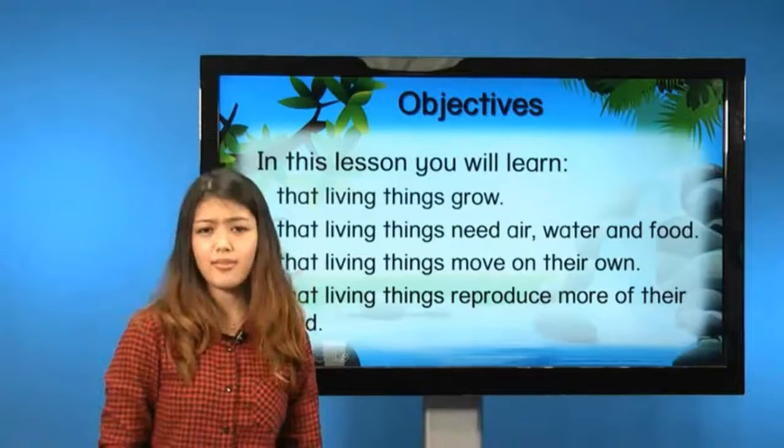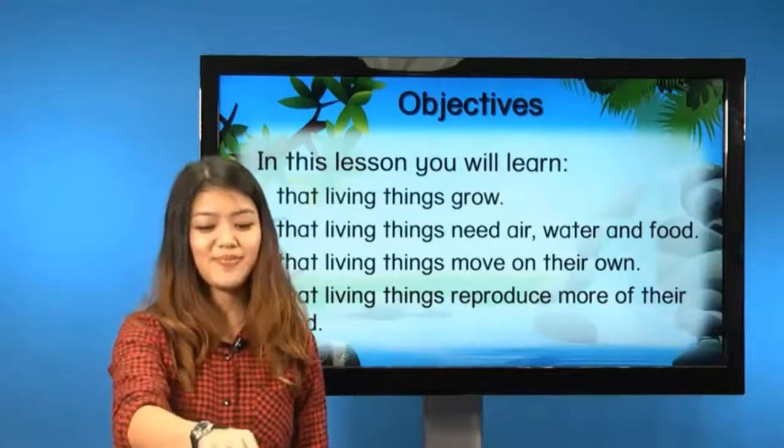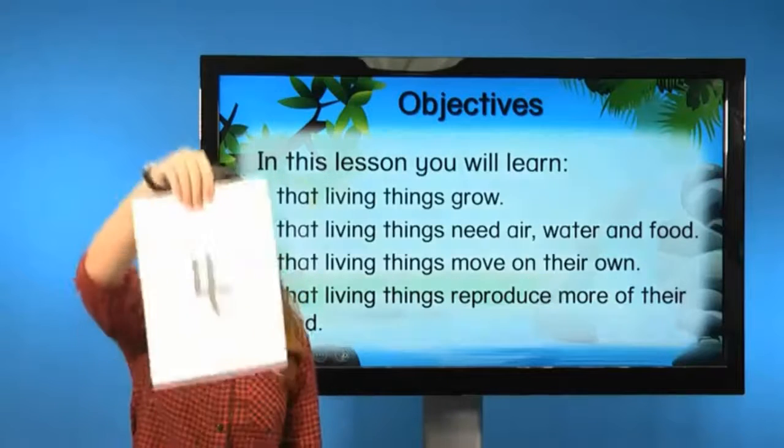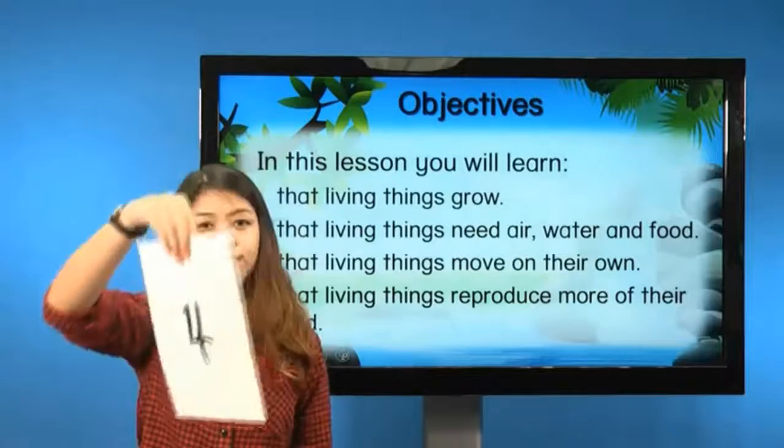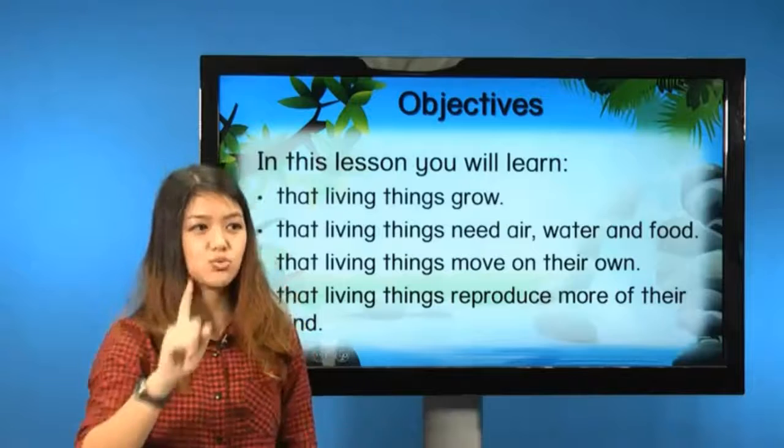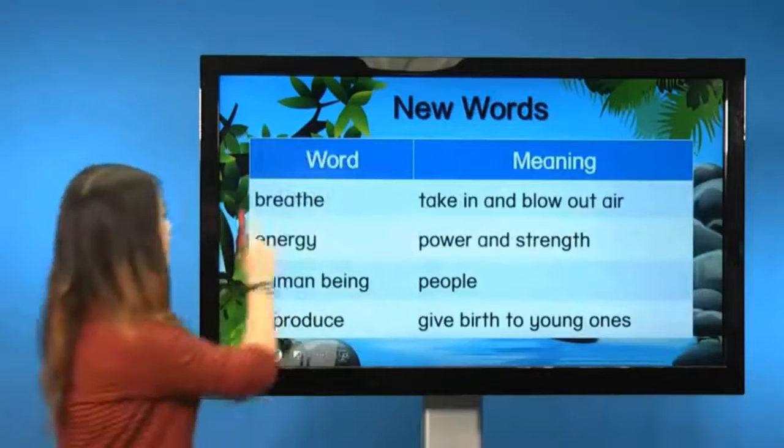But before that, we have 4 new words to learn for today. So the first one is breathe.